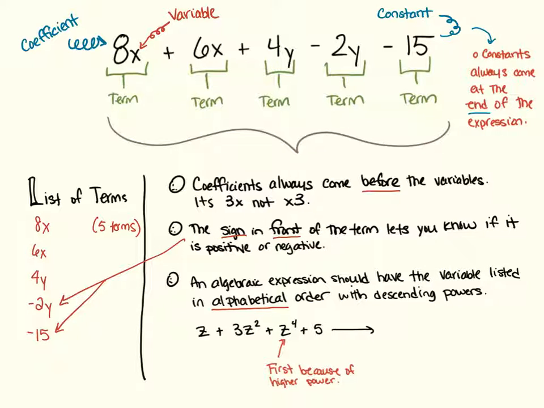If you see z plus 3, z squared plus z fourth plus 5, okay, 5 is your constant, so that's going to be at the end. But since they're all the same letter, you have to put the bigger power first. So that's why it's z to the 4th plus 3z to the 2nd plus just your single z, and then of course the constant at the end. We will get some practice with that.